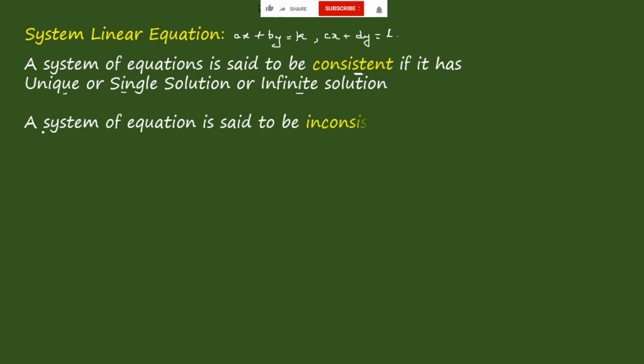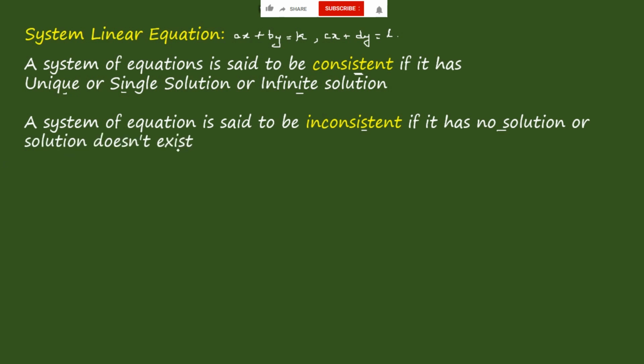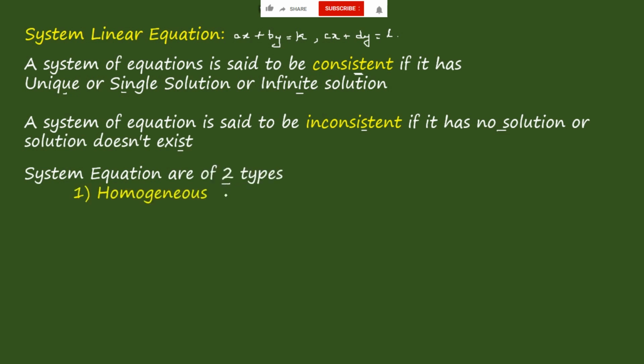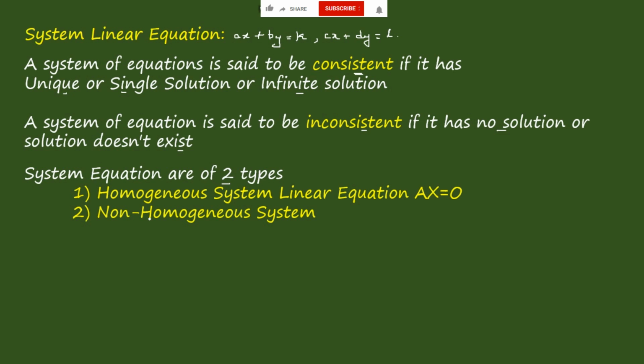Now come to the next one. A system of equations is said to be inconsistent if it has no solution. We have equations but there is no solution for it, then it is called inconsistent, or we can say that the solution does not exist. Now system equations are of two types. The first one is the homogeneous system linear equation, where Ax is equal to 0, and the second one is the non-homogeneous system linear equation, where Ax is equal to B.